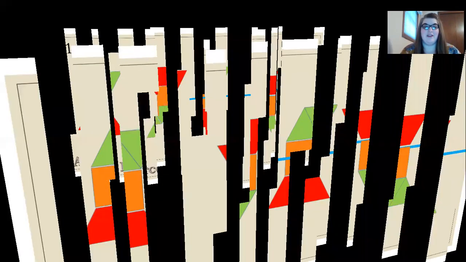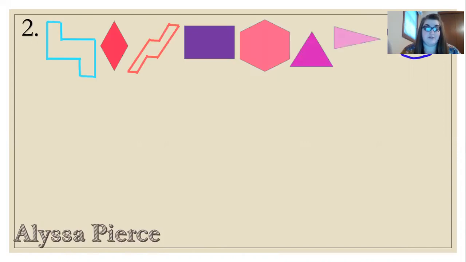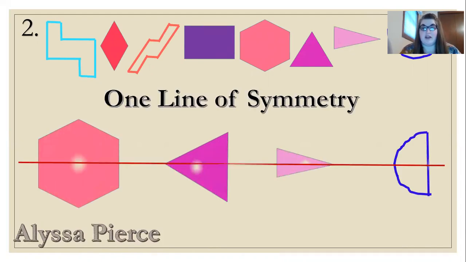All right, let's move on to number 2. For number 2, we are to identify these figures with the following symmetries if possible. First, we're going to look at one line of symmetry. There are 4 of these figures that have one line of symmetry. We have our lovely little hexagon there, 2 triangles, and a half circle. It's normally a little bit more perfect, but I hand drew that.